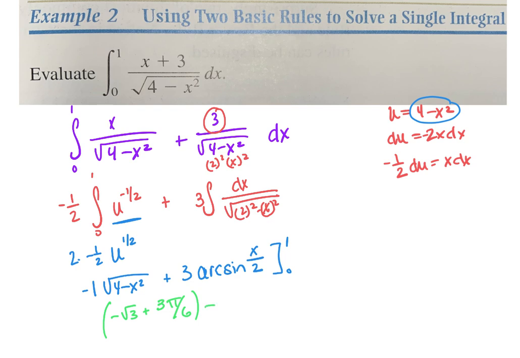And then what happens when I plug in a 0? Well, 4 minus 0 is 4. The square root of 4 is 2. Negative 1 times 2 is negative 2. Plus arc sine of 0. What gives you a sine of 0? 0. So we have 0 times 3, which is 0. And when you plug all of that in, you're going to get approximately 1.839.